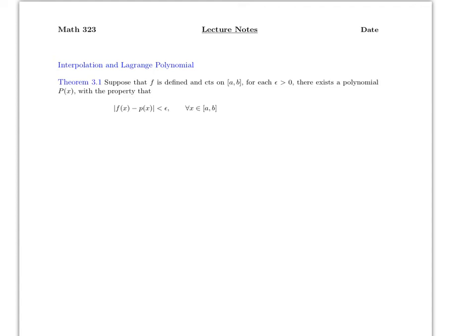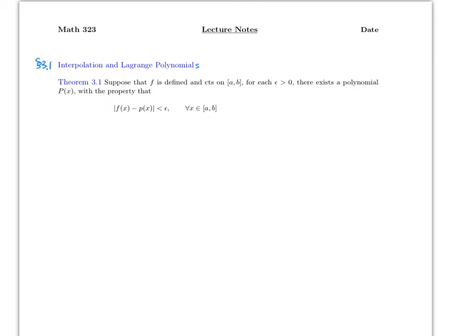Hello everyone, this video covers section 3.1, interpolation in Lagrange polynomials. So let's start with a theorem. The theorem says the following.